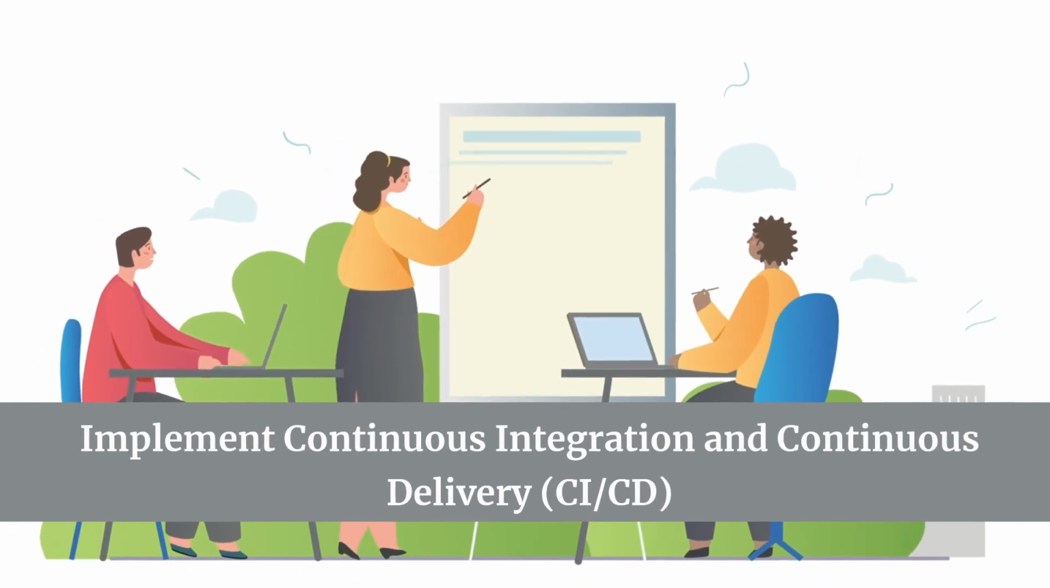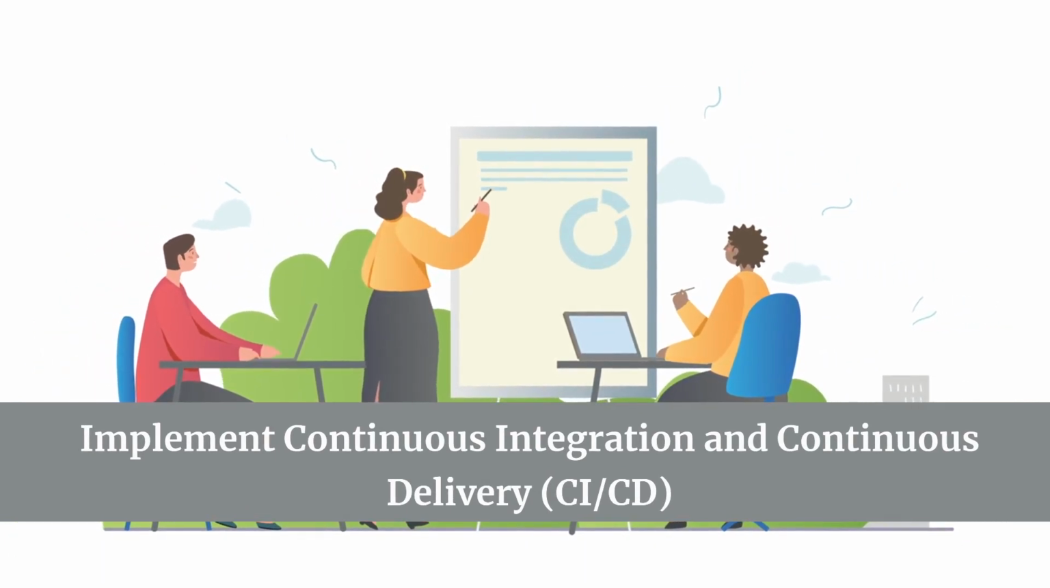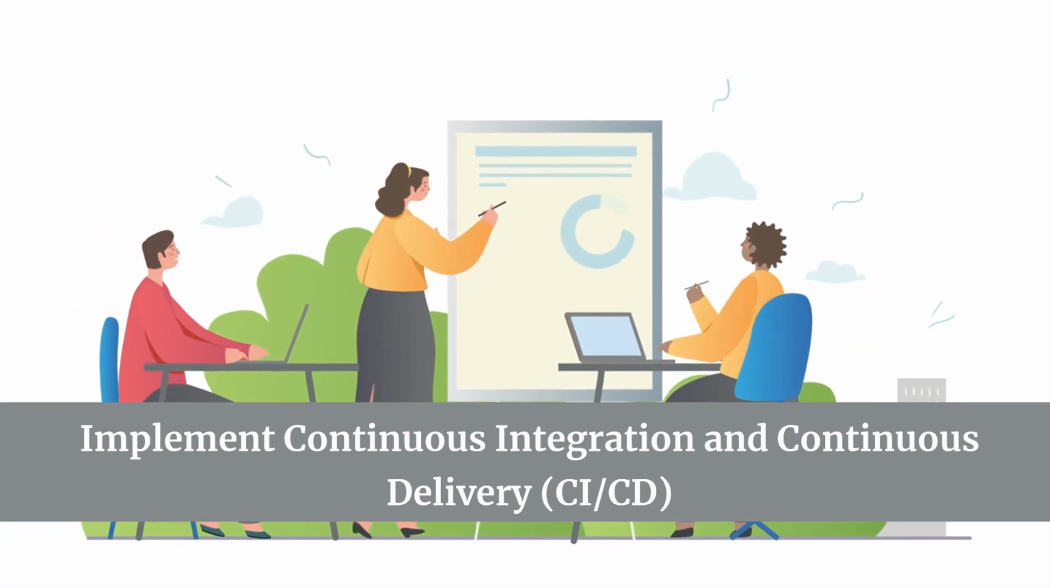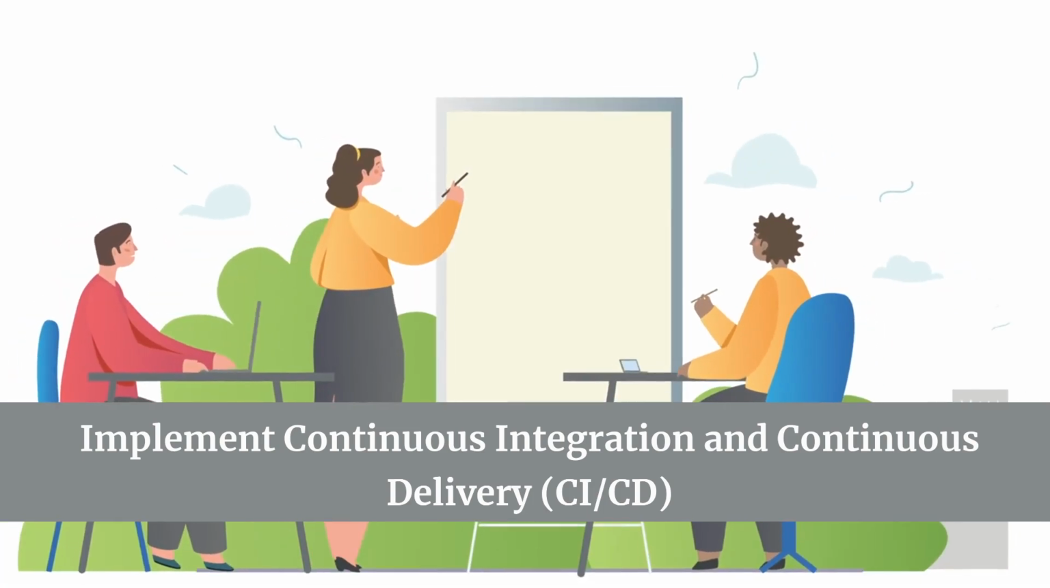8. Implement continuous integration and continuous delivery. Set up CI/CD pipelines to automate the building, testing, and deployment processes. Enable the team to deliver potentially shippable increments at the end of each sprint.